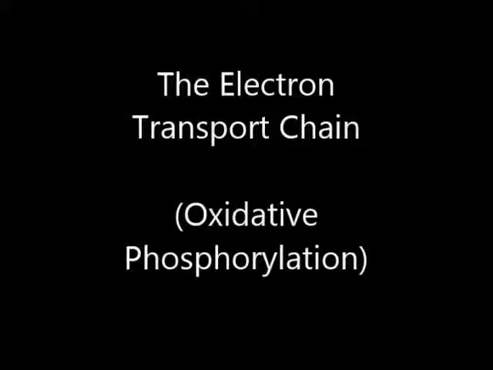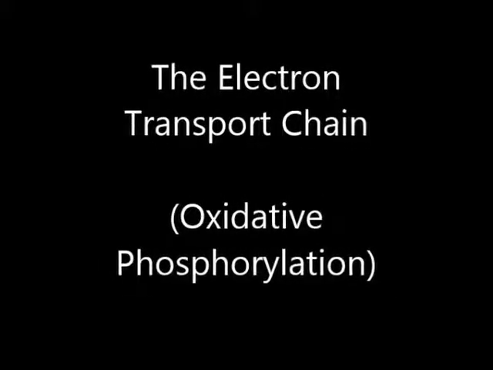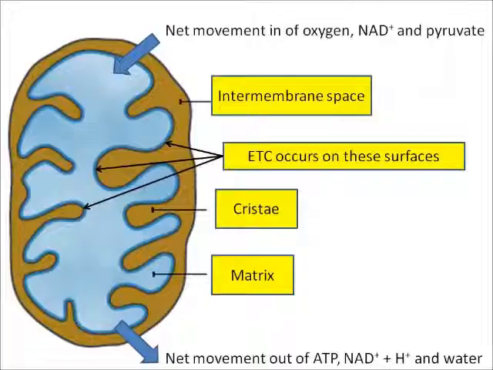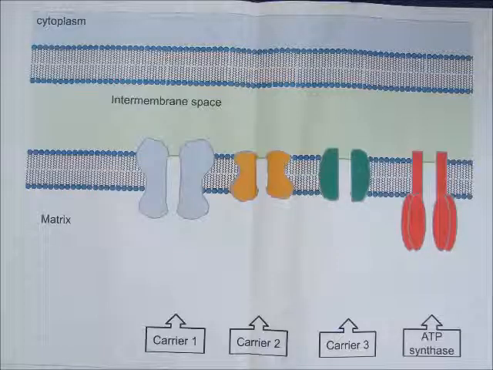The final stage of the story of respiration is oxidative phosphorylation, or the electron transport chain. It's where everything kind of comes together. It occurs in the mitochondria on the surface of the inner membrane. The membrane, if we look closely at it, has a series of carrier proteins.